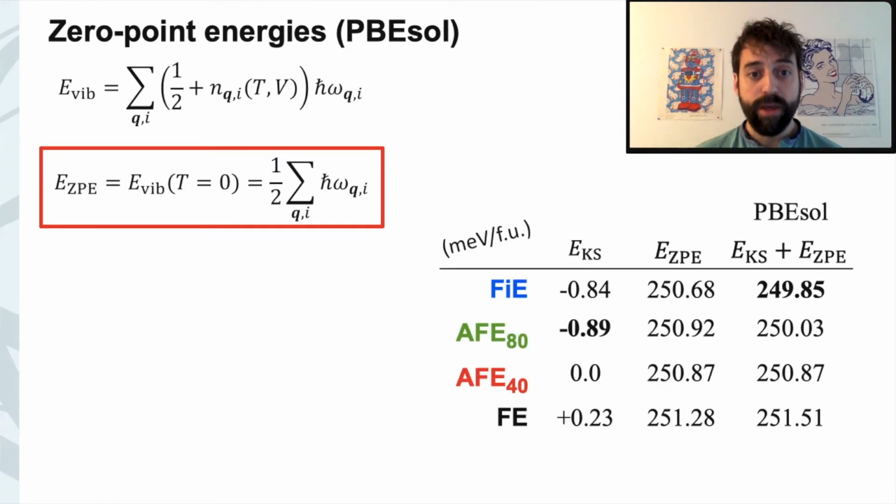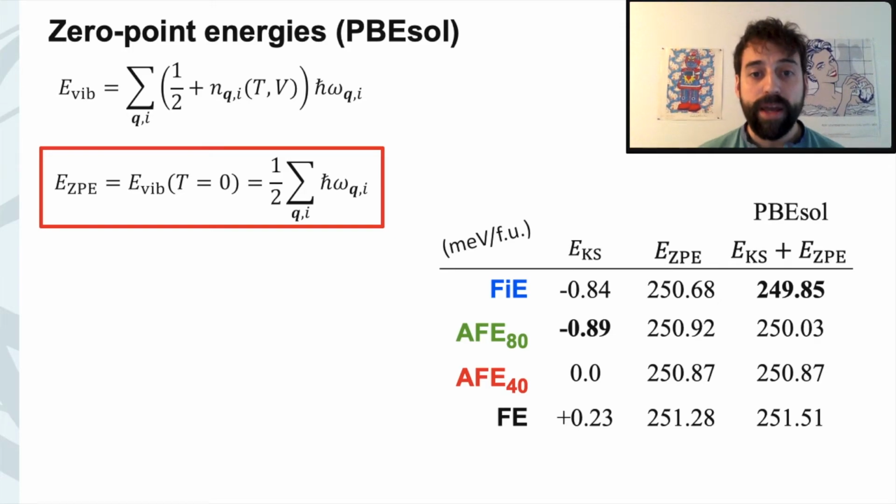Alright, so here we can have a look at the DFT plus zero-point energies of the four lead zirconate phases with PbZrO3, and we find the following. So although the differences among zero-point energies are small, as expected, they are enough to revert the relative phase stability between the ferroelectric and the AFE80 phases, so that the ferroelectric state becomes now the one with the lowest energy.